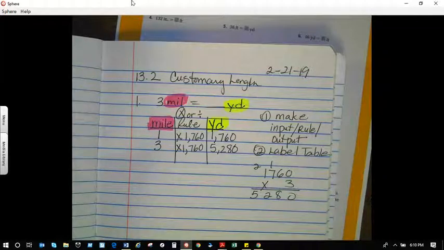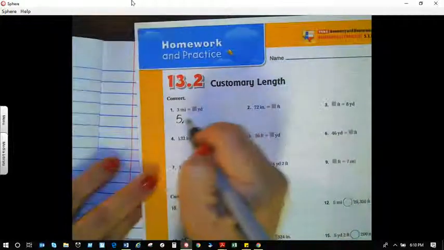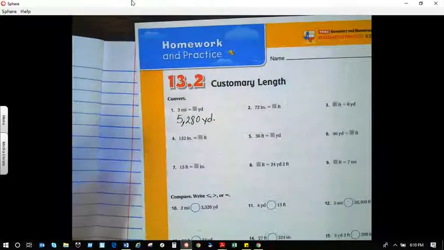And so now my answer, I'm going to place it over here for number 1, is going to be 5,280 yards. All right, and there we are with that.